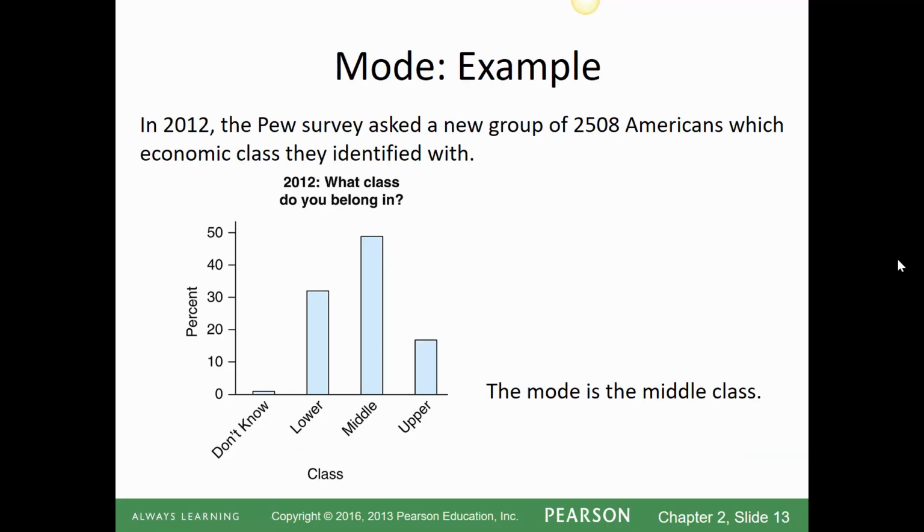So here's an example of finding the mode in categorical data. In 2012, the Pew survey asked a group of 2,508 Americans which economic class they identified with. You can see on the left an example of a bar chart for my categorical data. In this case, the mode would be the middle class, because the mode is the highest bar, and that would be the middle class in this case. And we don't have any bars very close to the same height. So this would be just one mode here, and if you recall from the terminology before, we would use the term unimodal to describe this data set.